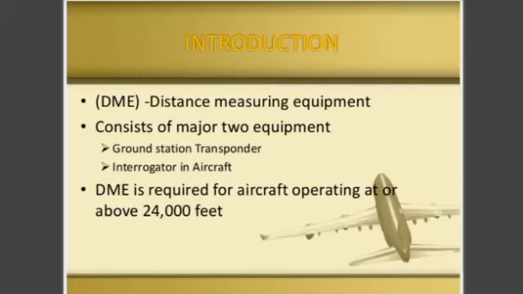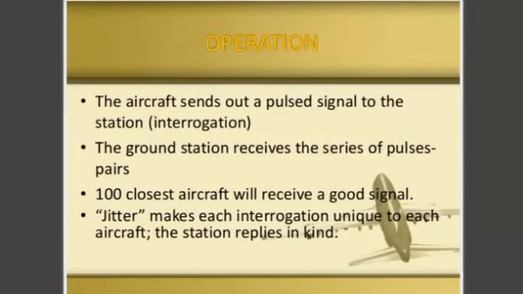Okay, so DME has two major equipments. The first one is known as the ground station transponder and the second one is known as the interrogator. The ground station transponder is usually placed nearby an airport and the interrogator is placed in the aircraft. Usually the aircraft needs to know the distance between the airport and the aircraft. DME is required for aircraft to measure the distance when it is operating over 24,000 feet, that is at a high altitude. So let us move on to the operation of DME.